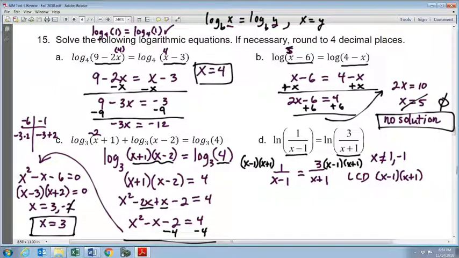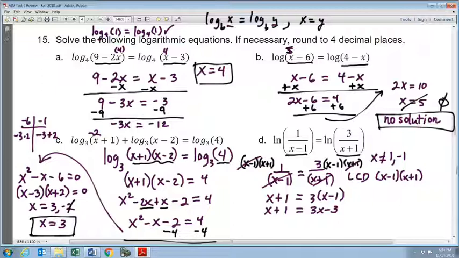So to clear fractions, you just multiply each side of the equation by the LCD. So on the left, our x minus 1s are going to cancel, and you're left with 1 times x plus 1, which is x plus 1. And on the right, the x plus 1s are going to cancel, and you get 3 times x minus 1. So we're going to get x plus 1 is equal to 3x minus 3. We need to get x on one side only.